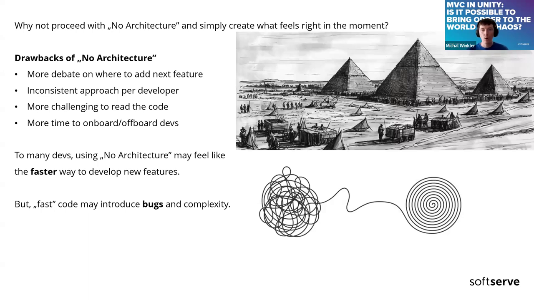While it feels quite natural to just develop as we go and do what feels right in the moment, this no architecture approach has drawbacks. Whether you're an individual or on a small team, there will be more debate on how to add each feature since you don't have a recipe. That leads to inconsistencies over the life of one developer and across each other developer of the team. That means applying refactors becomes more challenging because there are all subtle variations in the code base.